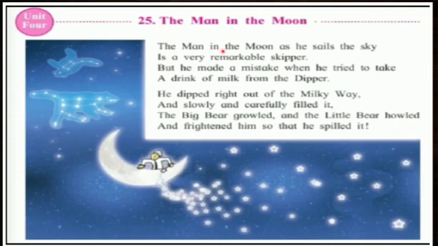The man in the moon, as he sails the sky, is a very remarkable skipper. But he made a mistake when he tried to take a drink of milk from the dipper. He dipped it right out of the Milky Way and slowly and carefully filled it. The big bear growled and the little bear howled and frightened him so that he spilled it.